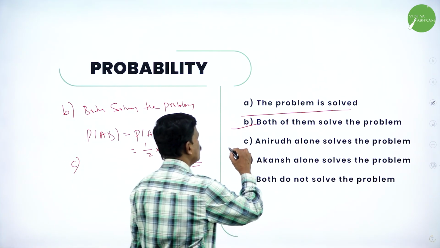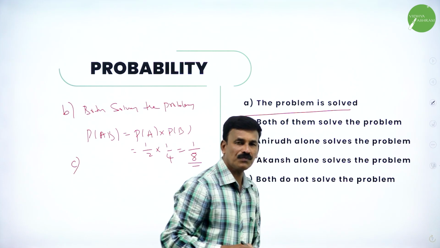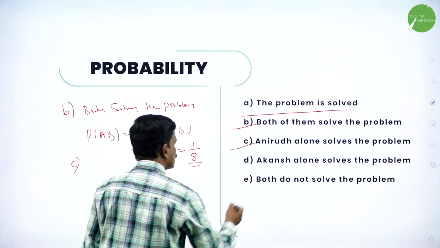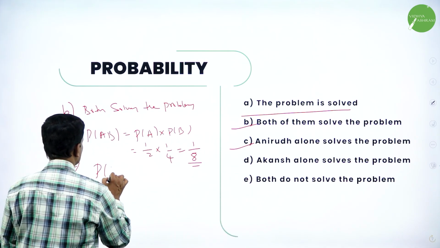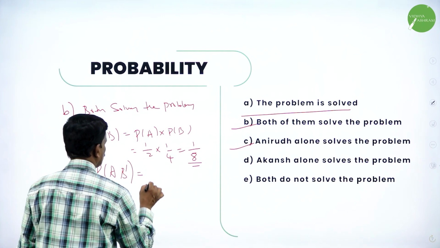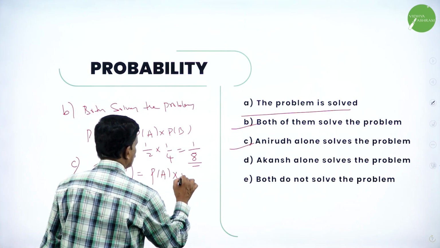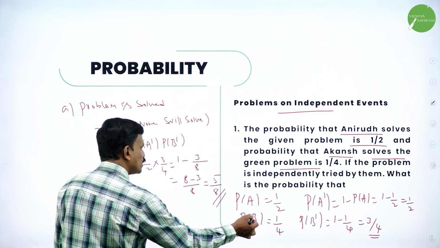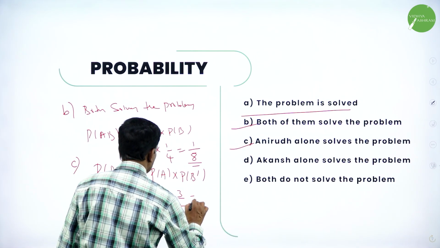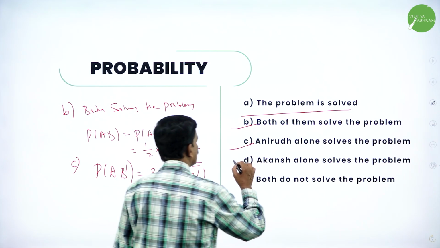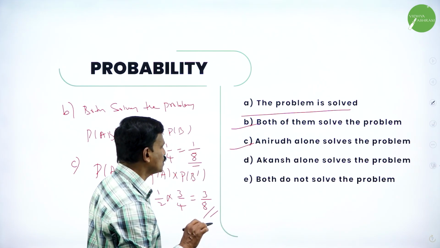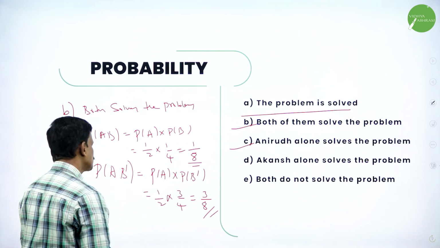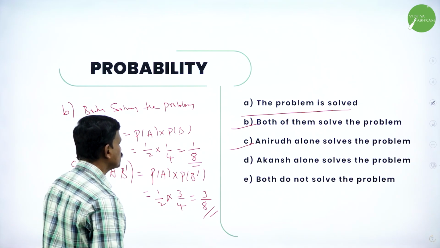Third condition. Anirudh alone will solve the problem. So if Anirudh alone will solve the problem, then Ankash will not solve the problem. Therefore that can be done as probability of A into probability of B dash. So what is probability of A? 1 by 2. What is probability of B dash? 3 by 4. So that's equal to 3 by 8. So the probability of solving the problem by Anirudh alone is P of A into P of B dash, that is 1 by 2 into 3 by 4, that's equal to 3 by 8.